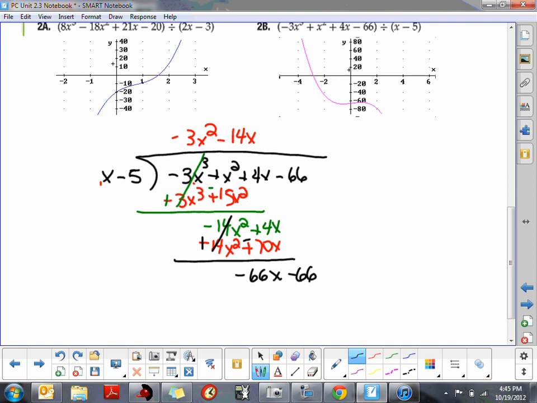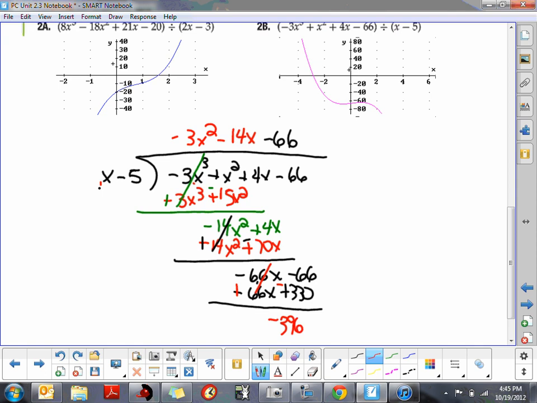What do you multiply x by to get a negative 66x? And that is a negative 66. So negative 66 times x is a negative 66x. And negative 66 times a negative 5 is going to be a positive. And 66 times 5 is 330. Draw the line. We're going to change the signs. And now we're going to add. These will cancel out, and we've got a negative 330 minus 66, which would be a negative 396.